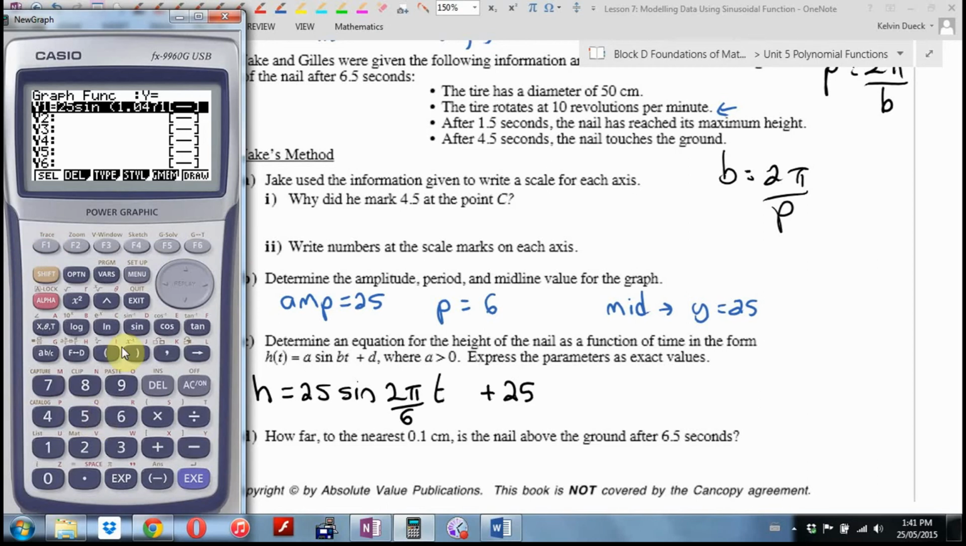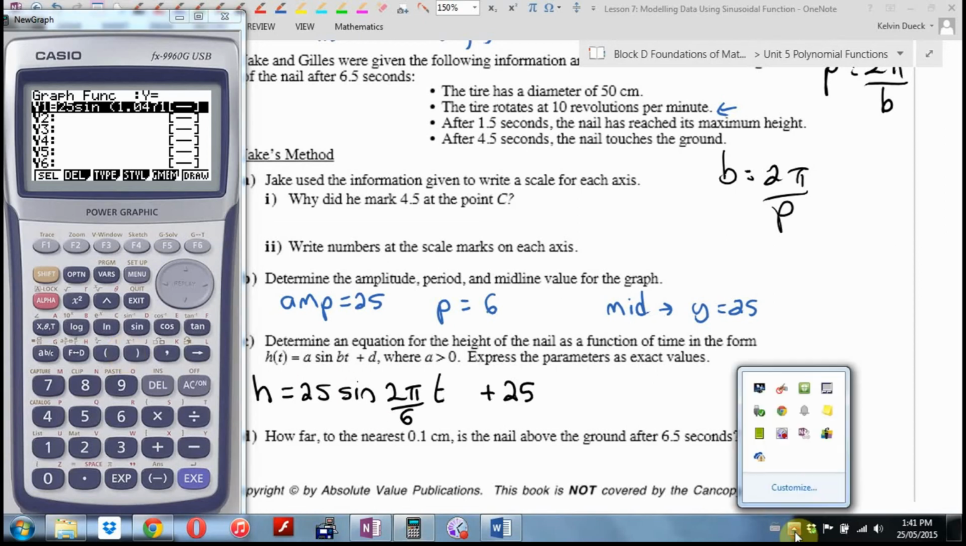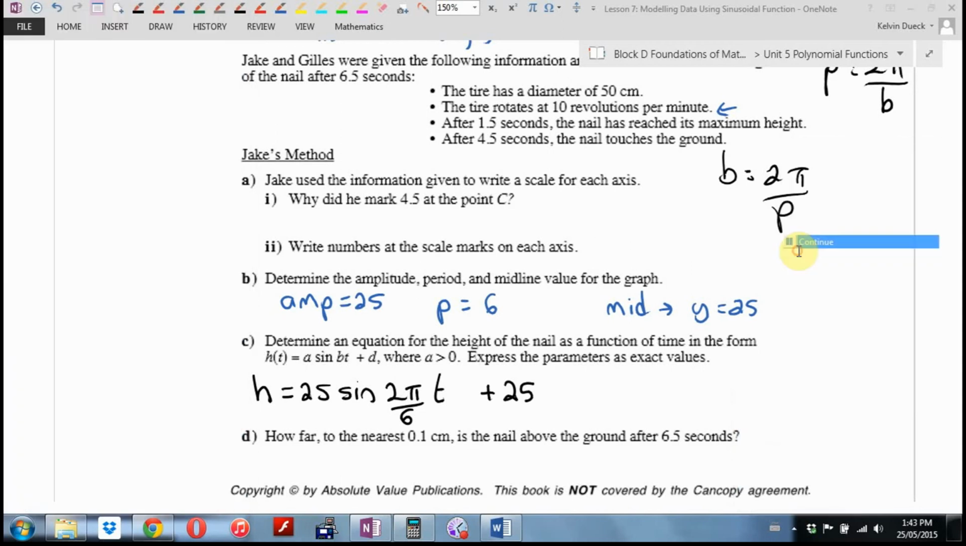Now, before I hit graph, gotta know how to get there. So Rach, I'll wait, but we have to be able to do this on the test ourselves. Let me pause. Key things to remember here. When we're talking about the y-axis, what are we talking about? What does H stand for? Height. So if they give me a number in meters, that's a y value. What does T stand for? Time. So if they give me something with seconds, that's an x value.